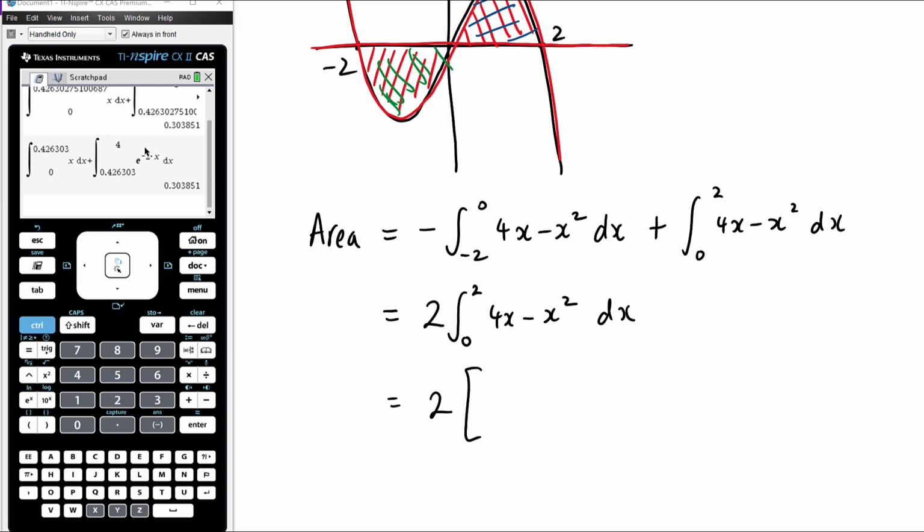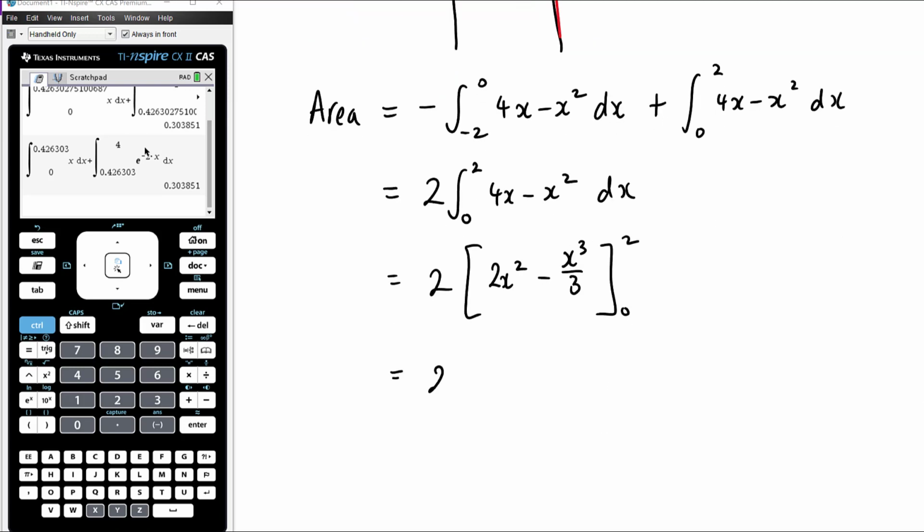So 2 times antiderivative of 4x is 4x squared on 2, so that's 2x squared, minus antiderivative of x squared is x cubed on 3, and we're finding that between 0 and 2. So 2 times, now careful here because it's 2 times everything, okay? So be careful that you don't end up just doing your first substitution and ending up only doubling that bit. So 2 times everything, okay?